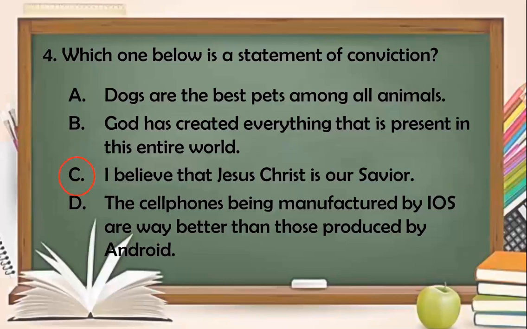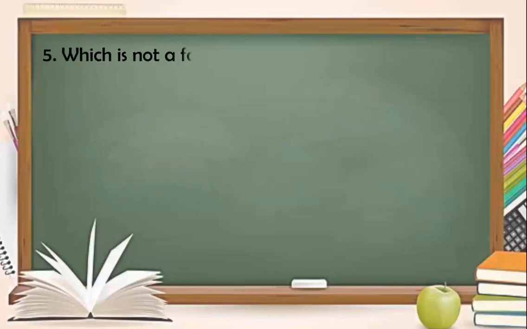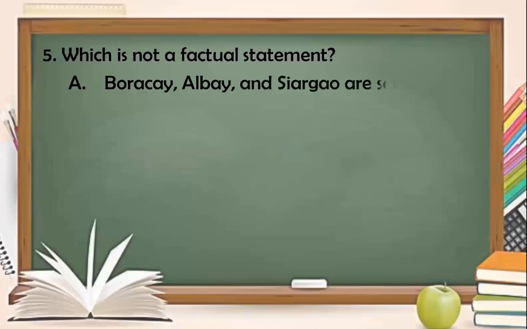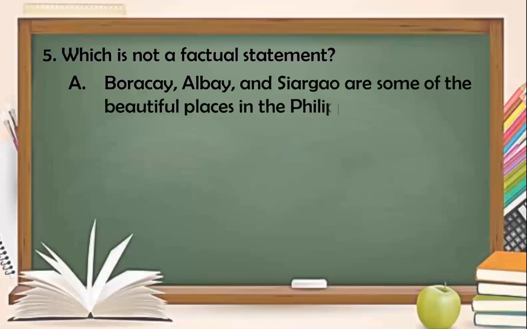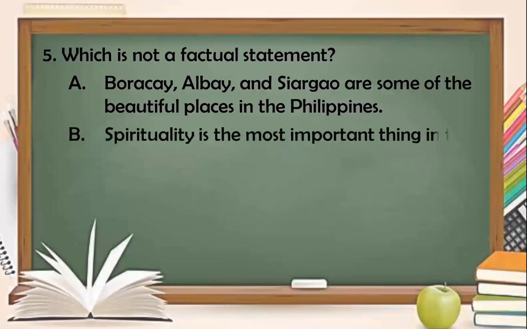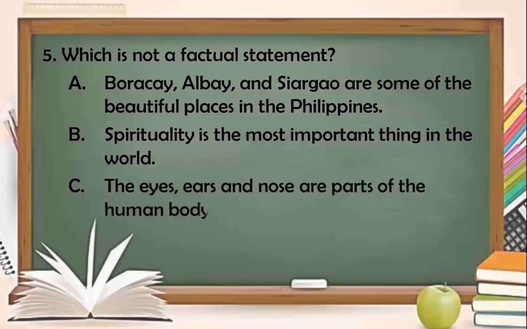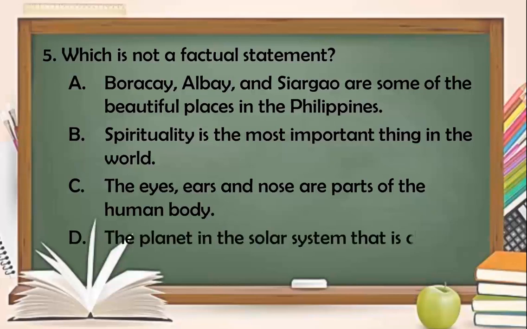For the last number, which is not a factual statement? A. Boracay, Albay, and Siargao are some of the beautiful places in the Philippines. B. Spirituality is the most important thing in the world. C. The eyes, ears, and nose are parts of the human body. Or D. The planet in the solar system that is closest to the sun is Mercury. The answer is letter B.